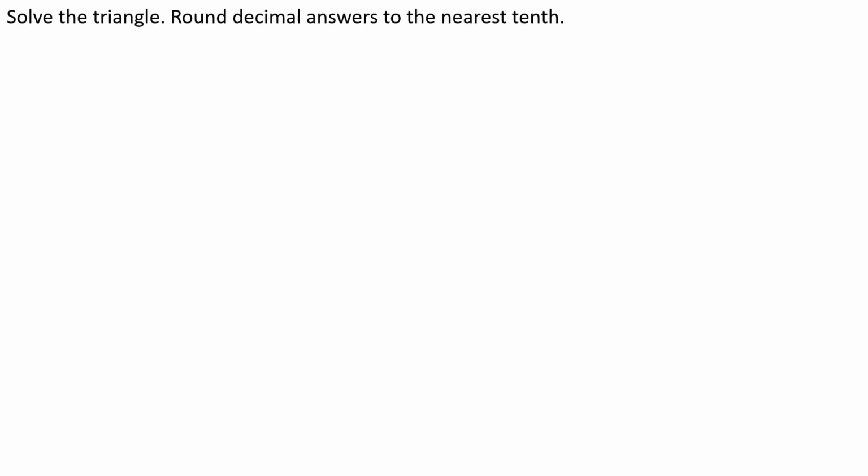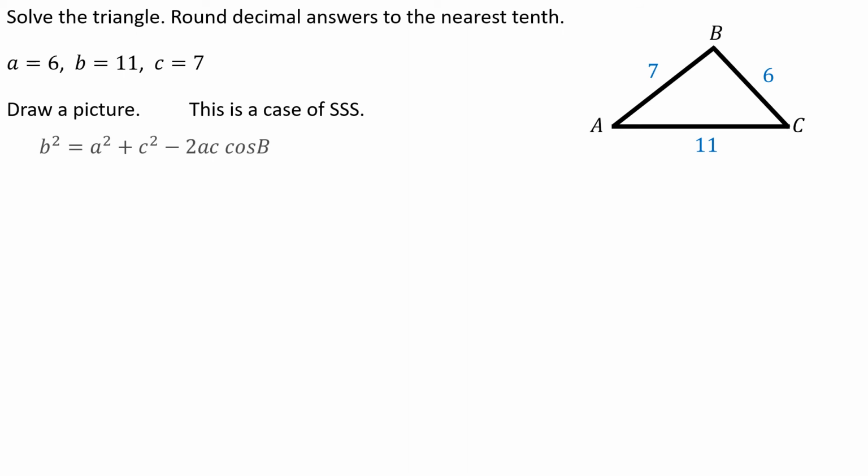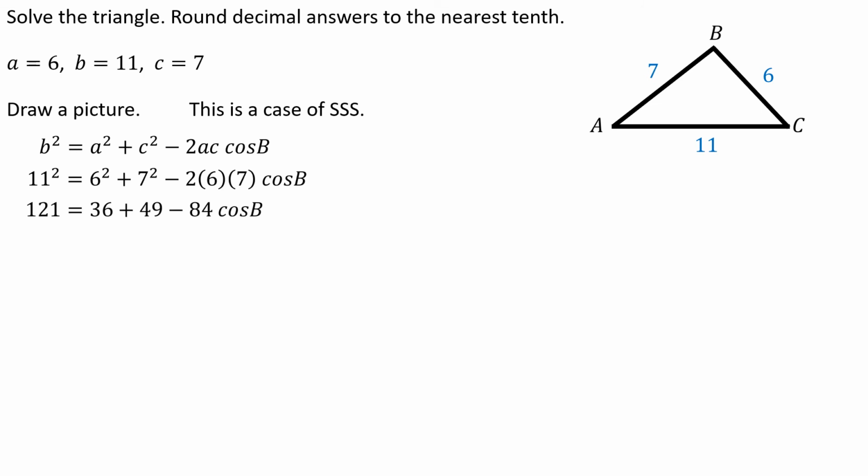Okay, so let's go for the more exciting situation here. I wonder what's going to happen this time if I use the law of cosines. Well, this again is a side situation. And so I'm going to go for the largest angle. Since 11 was the largest side, B will be the largest angle. Plug in the numbers I know. I can square them. I can do the multiplication. Combine like terms.